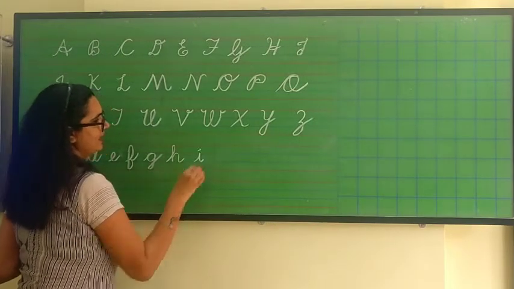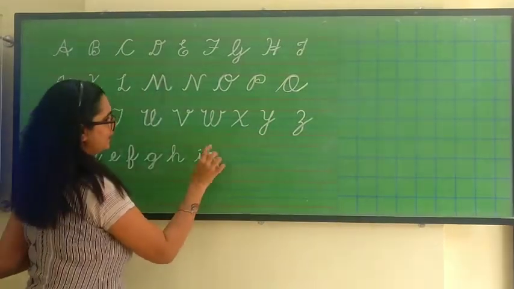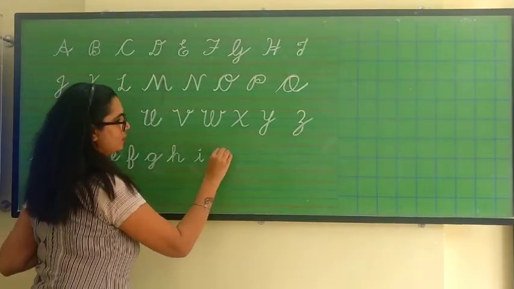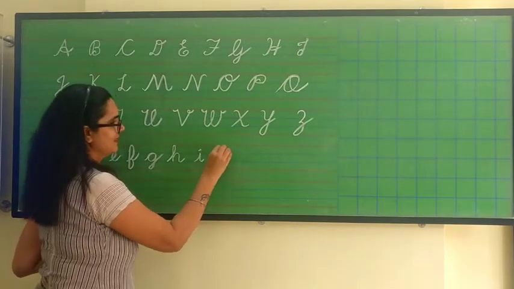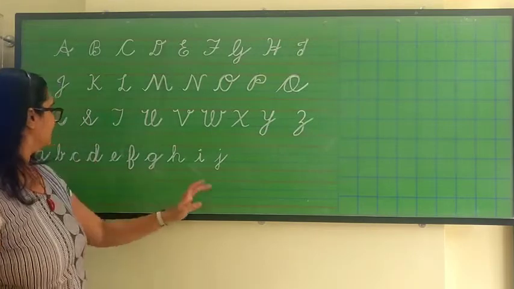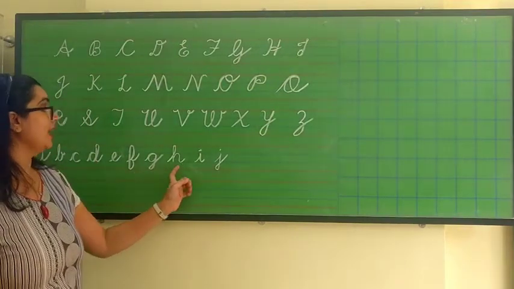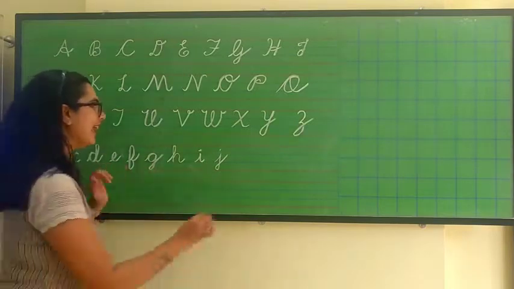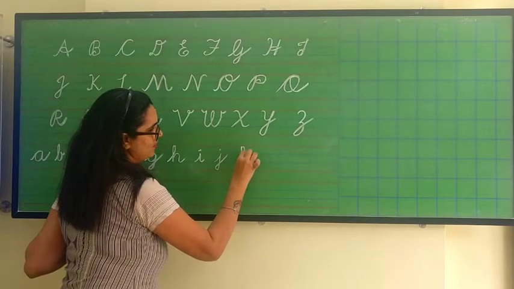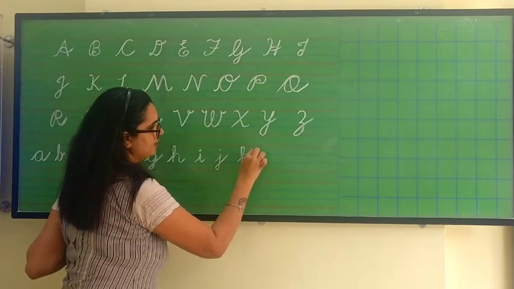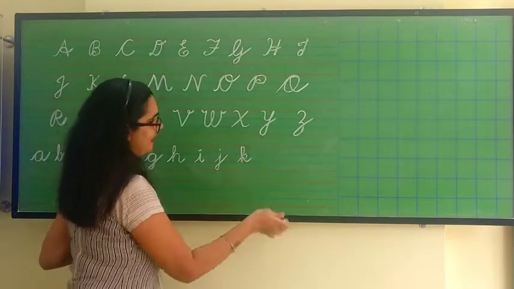This is I. And now after I, J. So keep on writing, children. You have to trace all the cursive letters. These are the small letters A, B, C, D, E, F, G, H, I, J, K. The next letter is K. Here I am going to write K, and now after K comes L.